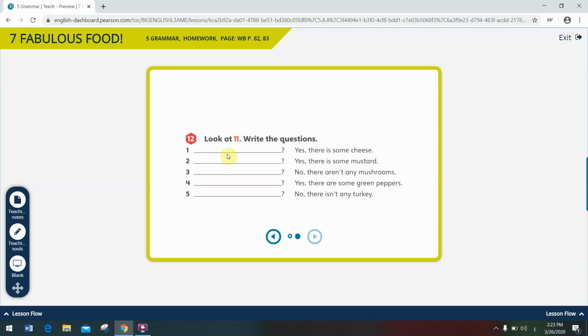So what do you think? What's the question if the answer is yes, there is some cheese? Yes, we have the answer: yes, there is some cheese.